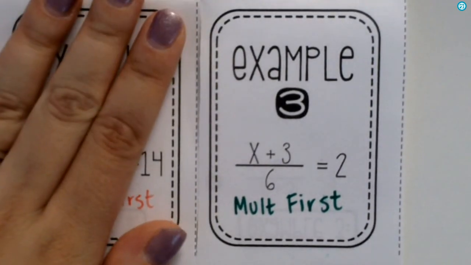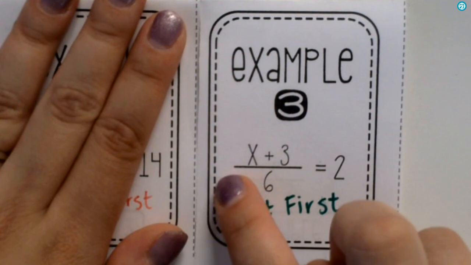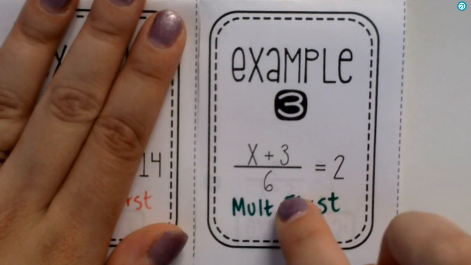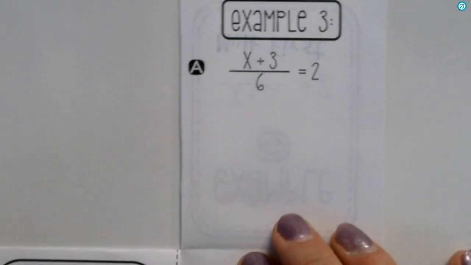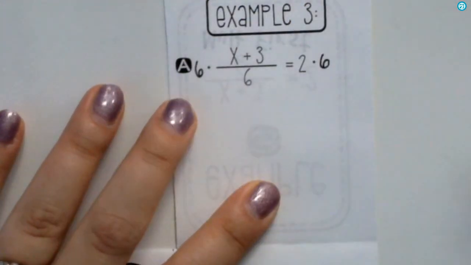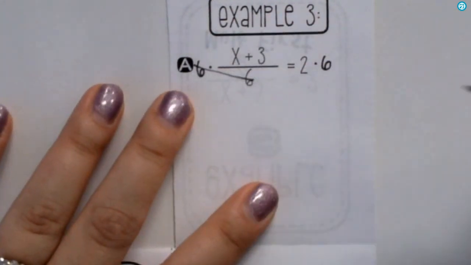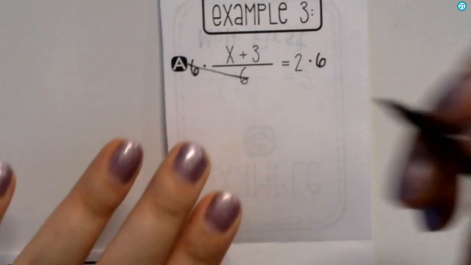Last examples, x plus 3 over 6 equals 2. Anytime everything is getting divided, we are going to multiply first. So first thing we're going to do in this one, multiply everything by 6. We multiply by 6 on the left, and by 6 on the right. When we multiply by 6 on the left, this 6 and 6 are canceling out. We don't need to do anything with the 6 on top. So all we have left on the left is x plus 3.